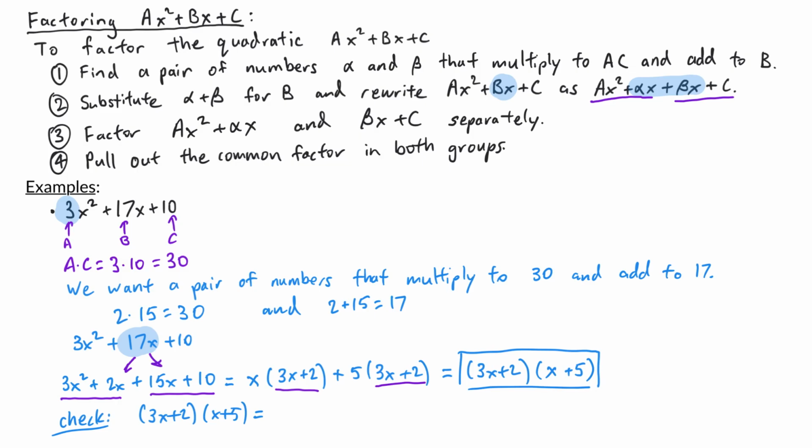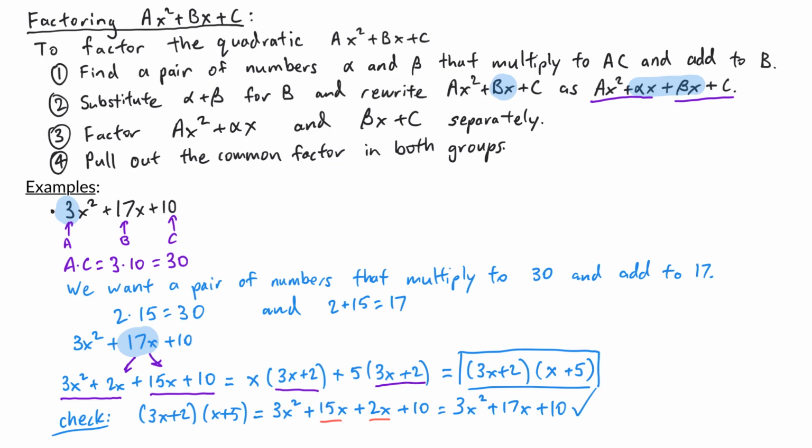The first terms are the 3x and the x, so their product is 3x squared. The outer terms are 3x and 5, so their product is 15x. The inner terms are the 2 and the x, so their product is 2x. And the last terms are 2 and 5, and their product is 10. Combining the like terms 15x and 2x, we end up with 3x squared plus 17x plus 10, which is our original quadratic. So we see here that we do indeed have the correct factorization.